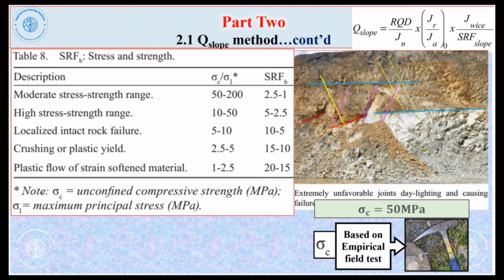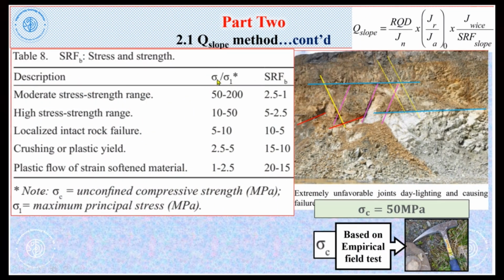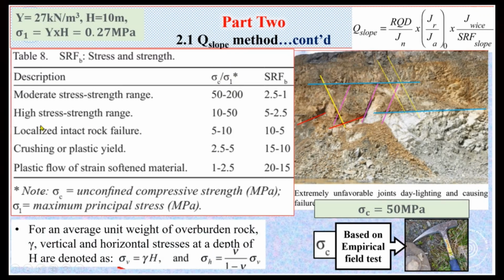So this can be done on site. In our case example, the unilateral compressive strength could be 50 megapascal, indicating moderately strong rock. We determine sigma c, so we have to determine sigma 1, and sigma 1 can be determined by using this formula known as sigma vertical for an average unit weight of overburden rock, gamma. Vertical and horizontal stresses at depth h are denoted as, okay, at any depth.